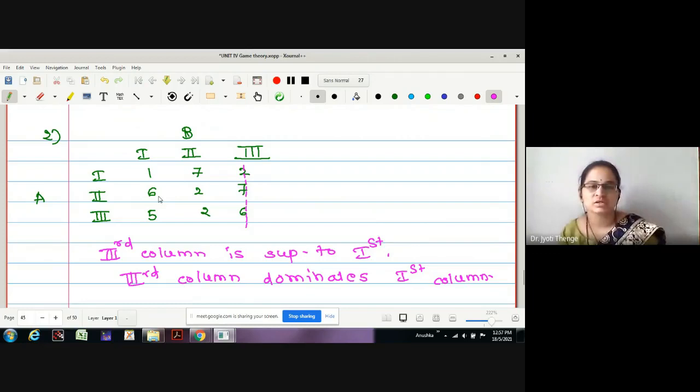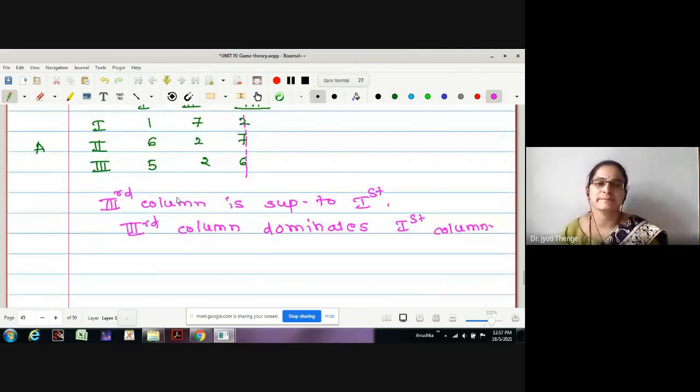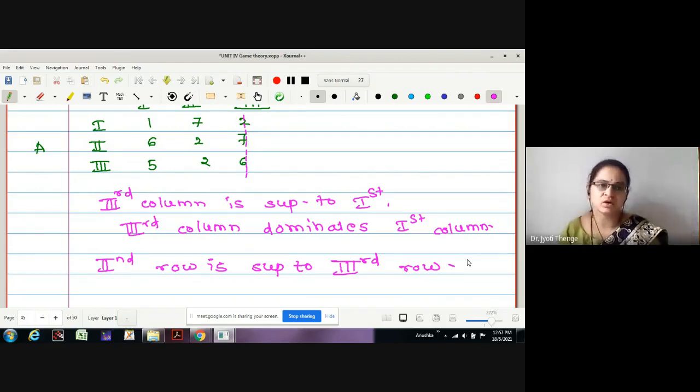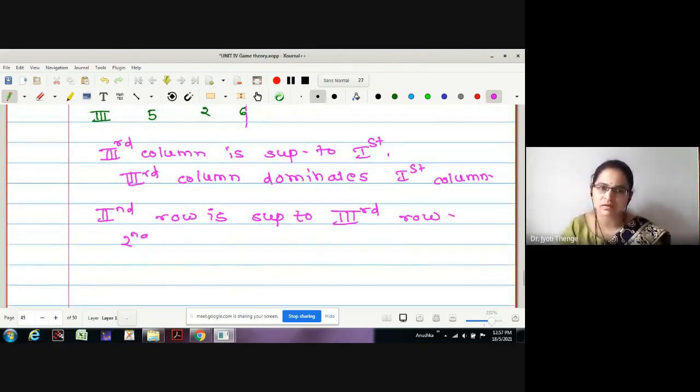5, 2, 1, 7. 1, 6, 7, 2. What for the second row and third row? These two entries are the same, 6 and 5. Therefore, may I say the second row is superior to the third. Correct? The second row is superior to the third row. That is, the second row dominates the third row.